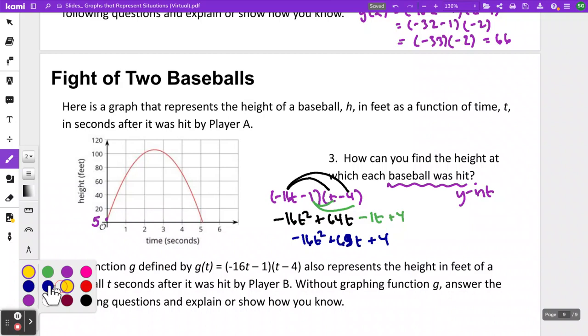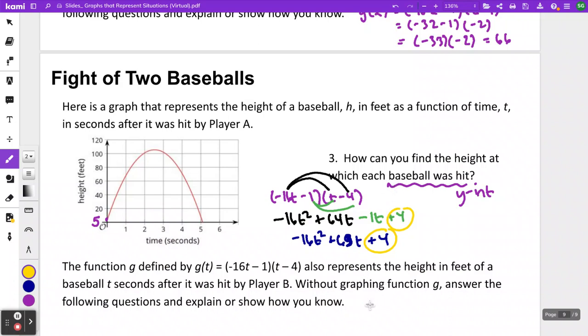And where is the y-intercept? It is our constant. So as soon as you got that plus 4 up here, you could have stopped. I know that the second baseball, by changing it into standard form, it shows me that the y-intercept is 4, and the baseball was hit from a height of 4 feet.